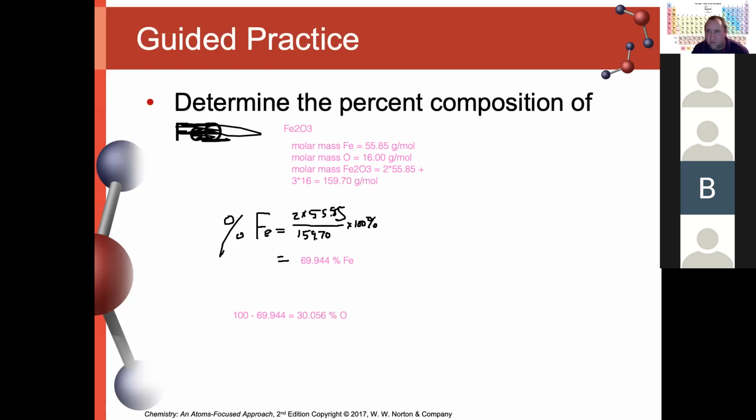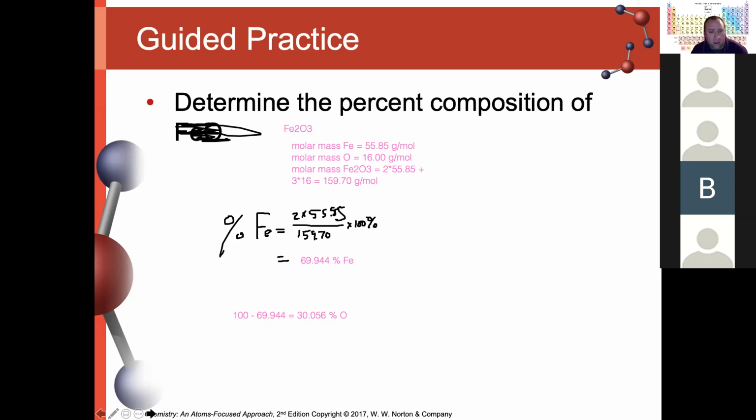And so that's pretty common. So if you'd done the calculation for oxygen, it would have been 3 times 16 in the numerator instead of just 16. That'd be really the only difference. Any other questions? No.